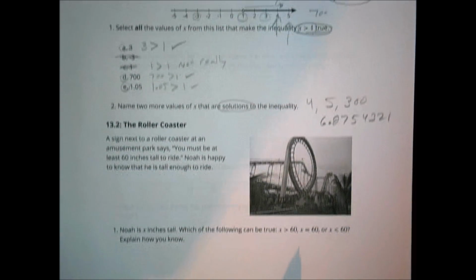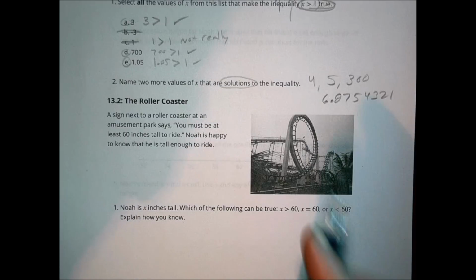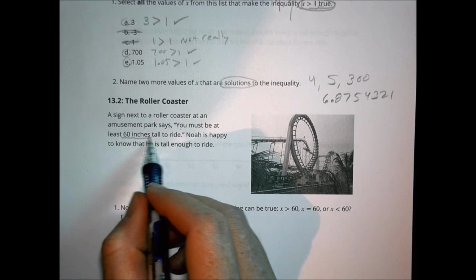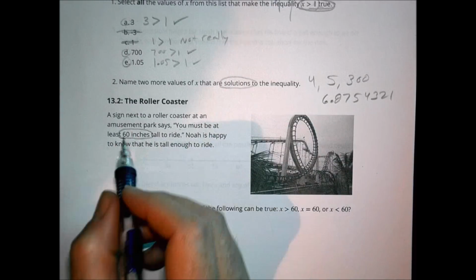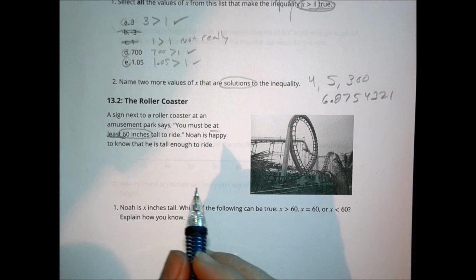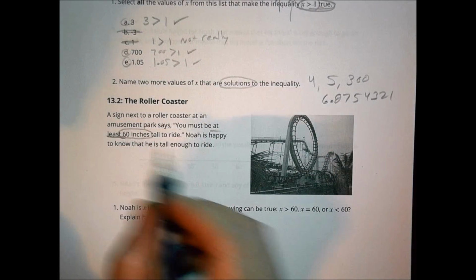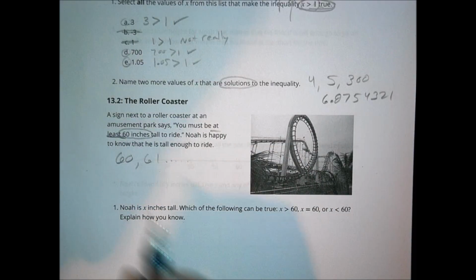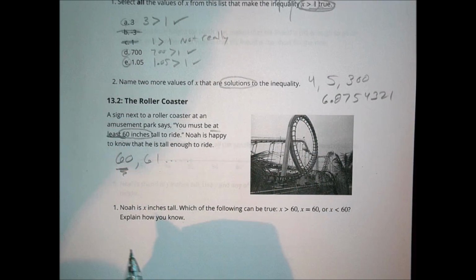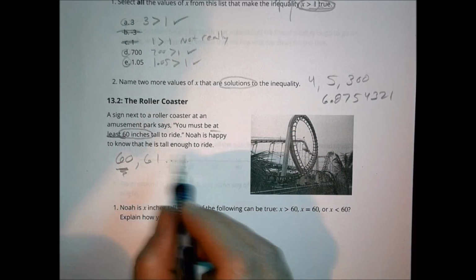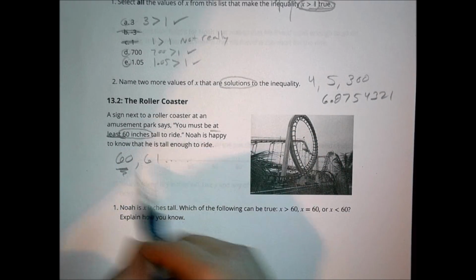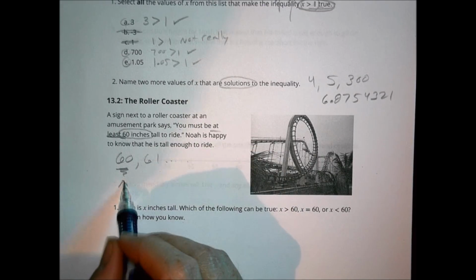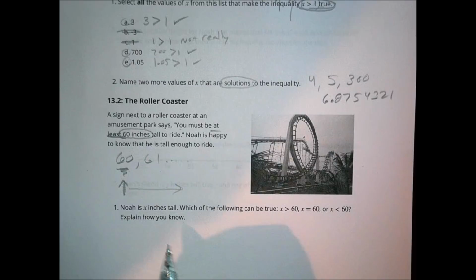In our next activity, we started talking about this roller coaster activity, and it says that a sign next to a roller coaster at an amusement park says you must be at least 60 inches tall to ride. Now notice it says at least 60 inches tall to ride, which means you can be 60, or you could be 61, 62, and so on, but you need to at least be 60 in order to ride. Noah is happy to know that he is tall enough to ride. So we know if Noah is tall enough to ride, he has to be at least 60, but he could also be more than that, couldn't he?